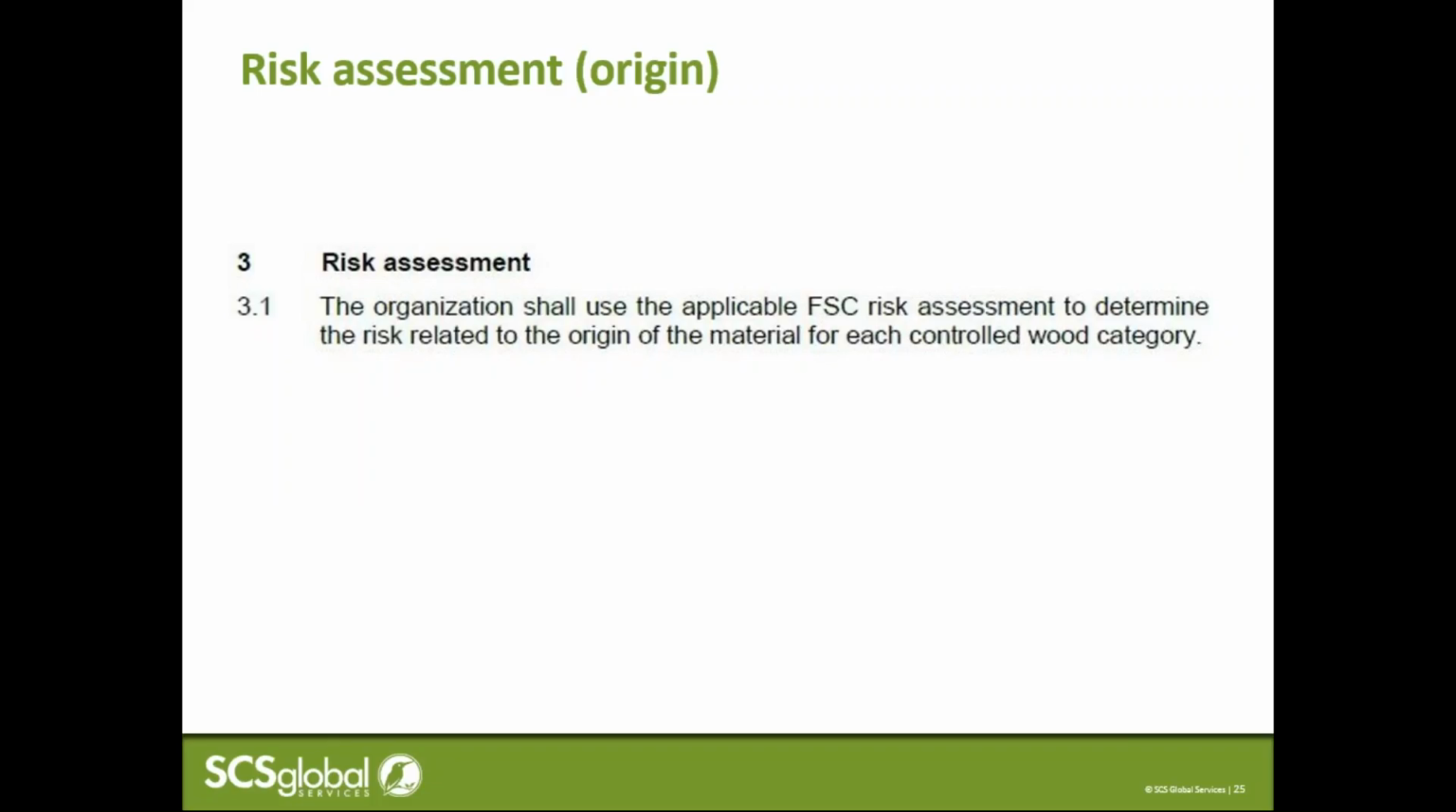Let's talk a little bit now about assessing risk at the origin level. The very first requirement of Section 3 states that the organization shall use the applicable FSC risk assessment to determine the risk related to the origin of the material for each controlled wood category. Initially, this is not going to represent a significant change for North American certificate holders. However, the process of choosing or using the applicable risk assessment may be a bit complicated. As such, we'll have a brief discussion about how to actually choose the applicable risk assessment.